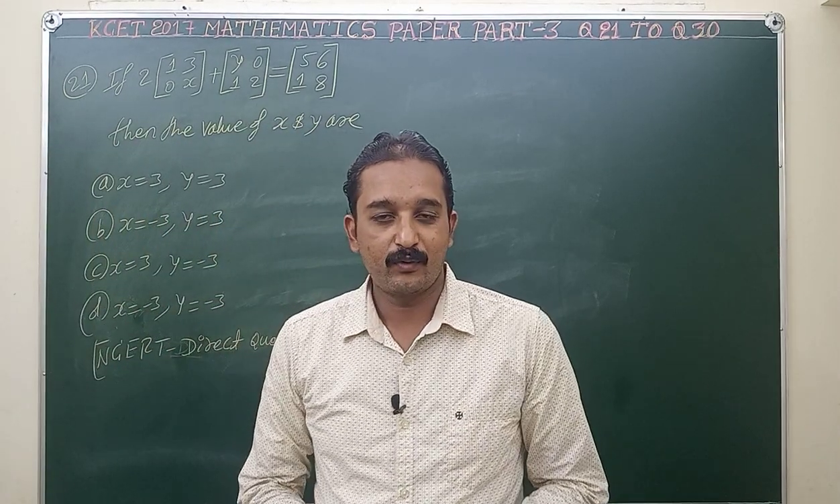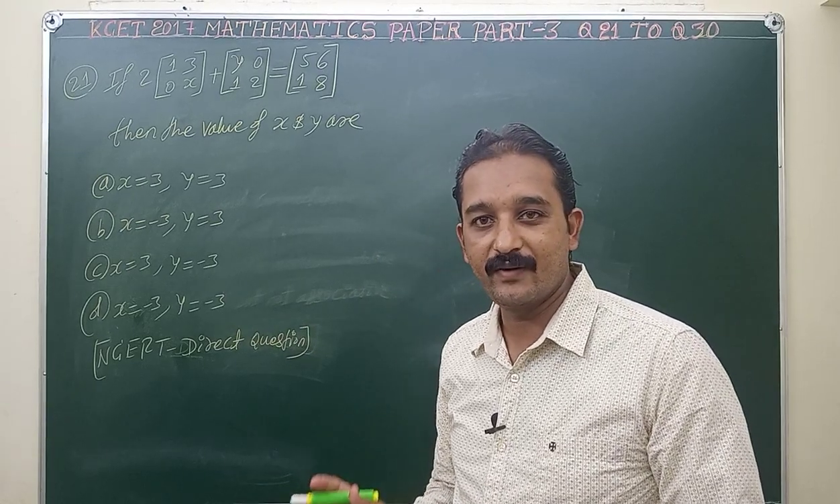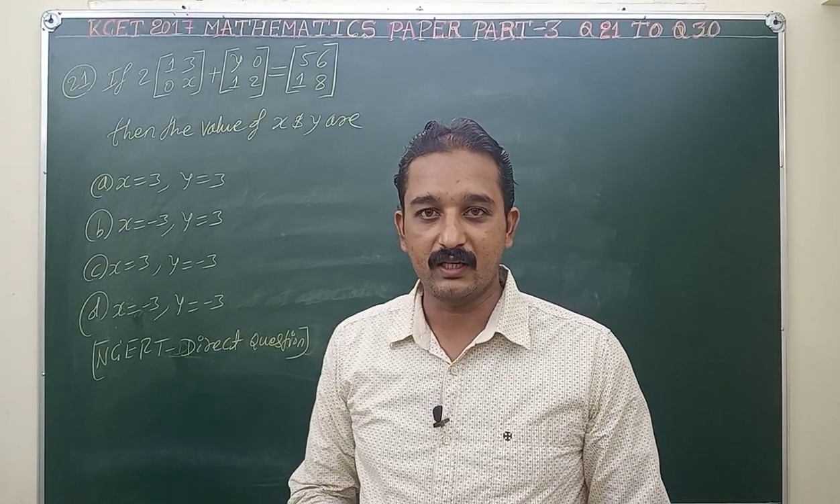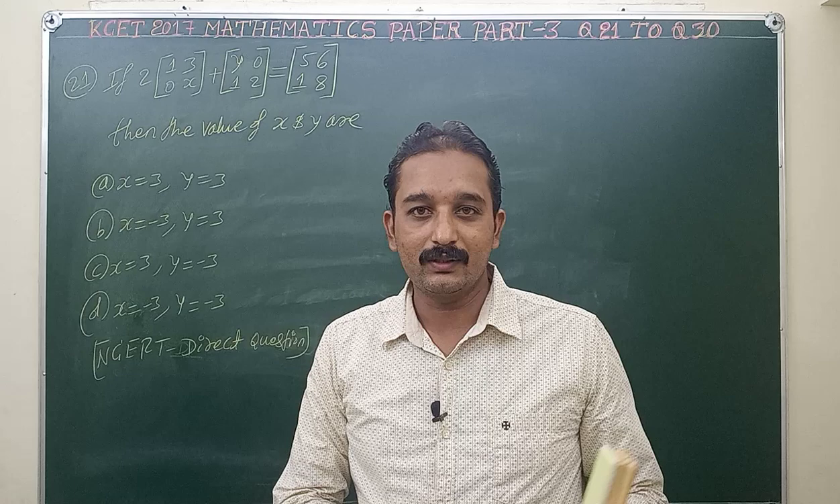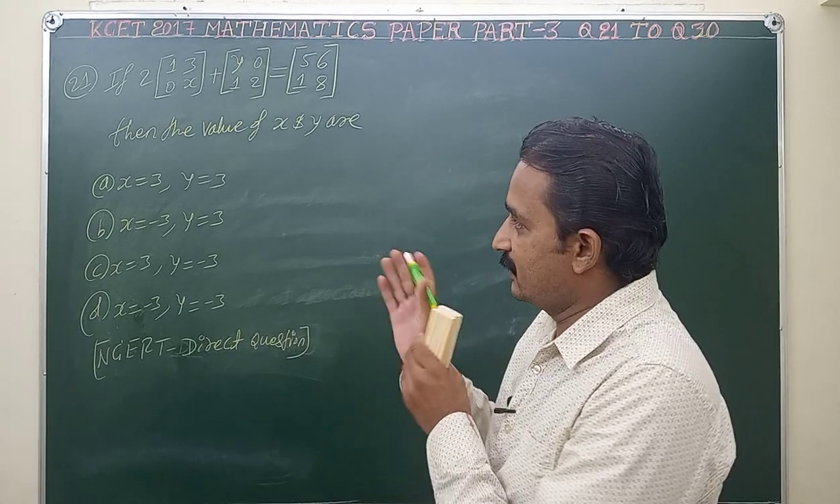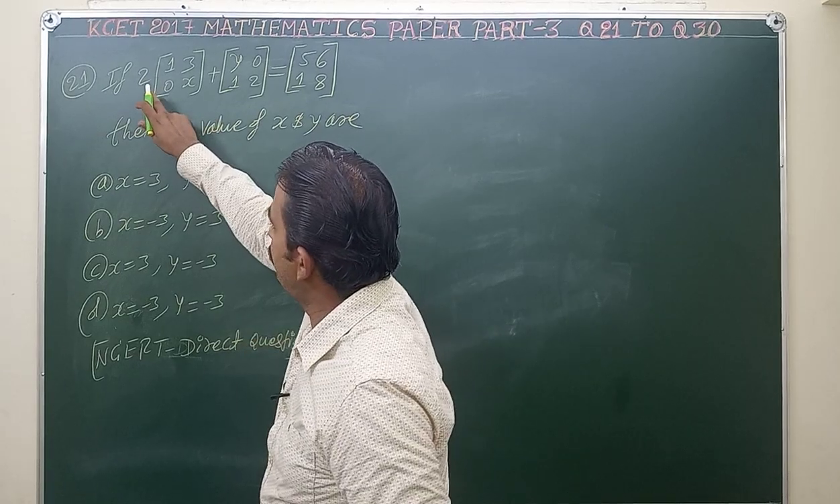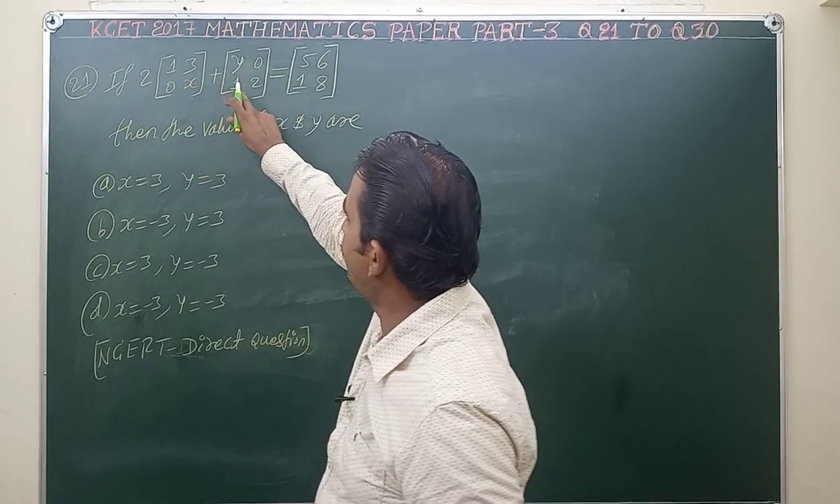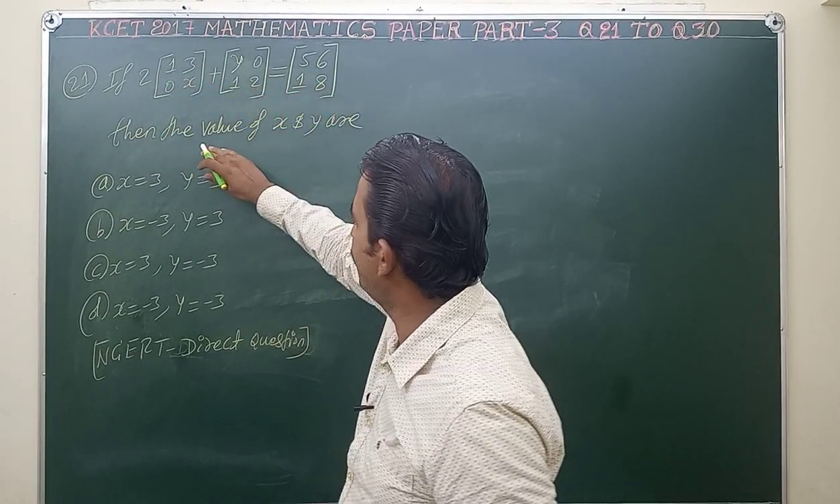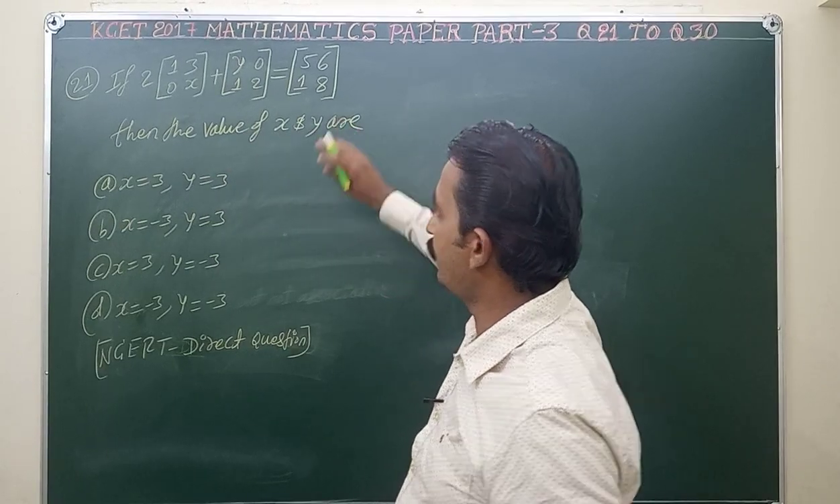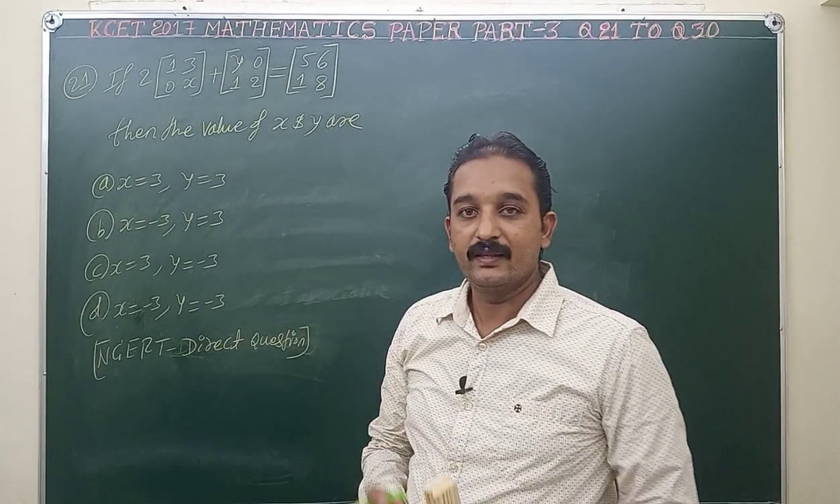In this video, I am going to solve KCET 2017 Mathematics paper part 3, from question number 21 to 30. Let us see the first question. In this question, if 2 times a matrix plus a matrix equals the given matrix, then we have to find the value of x and y.